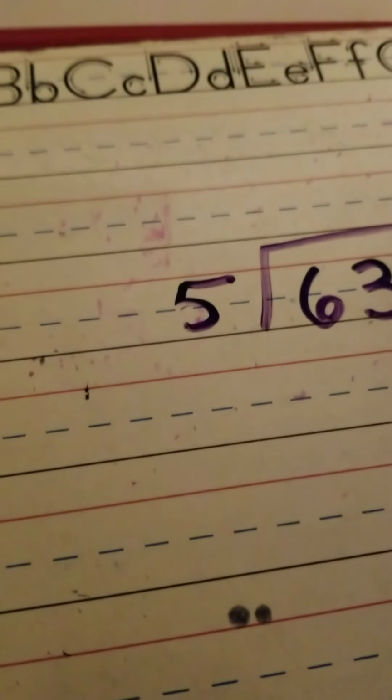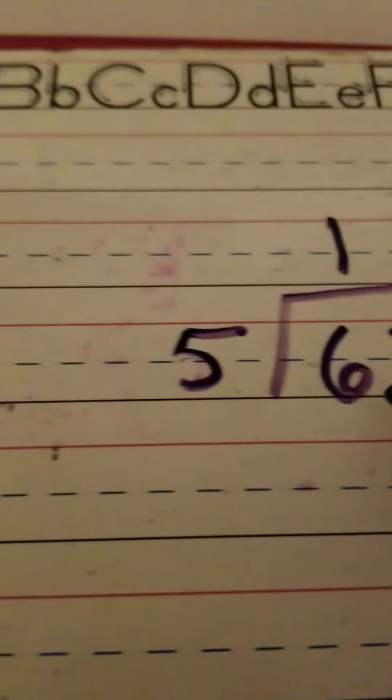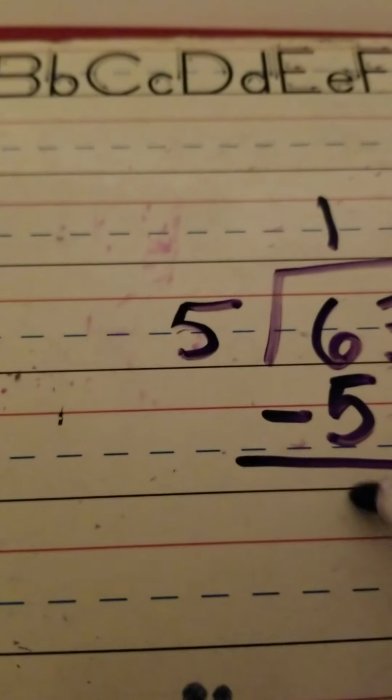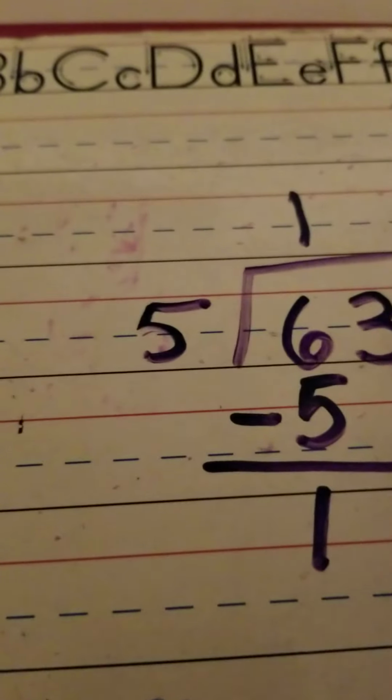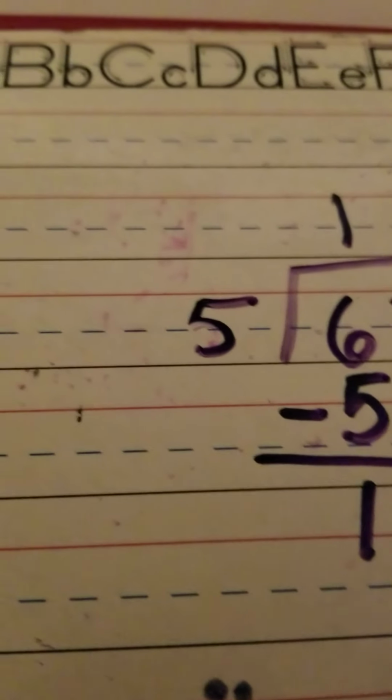Let's practice another one that isn't one of your problems. Let's do 5 into 631. Okay? Can 5 go into 6? It sure can. 1 time. And then what is your answer? 5 times 1 is 5. Subtract. 5 from 6 is 1. Then bring down the next number and repeat.